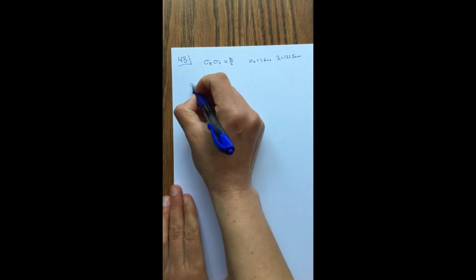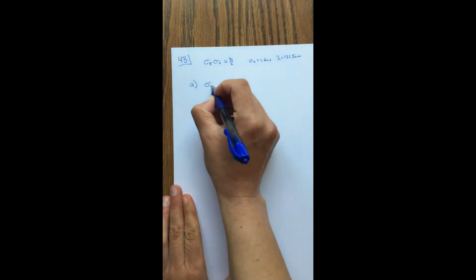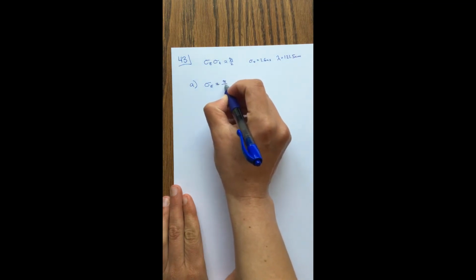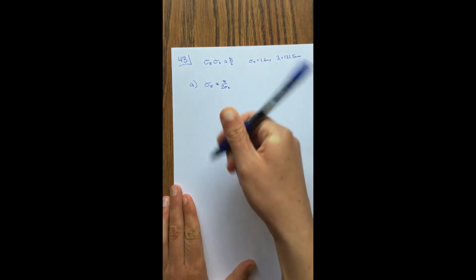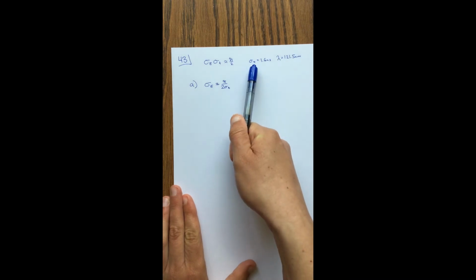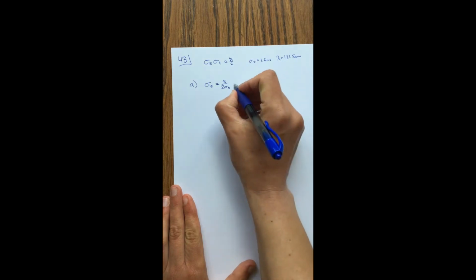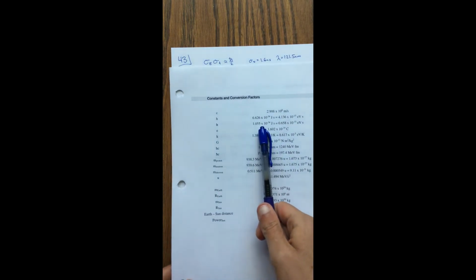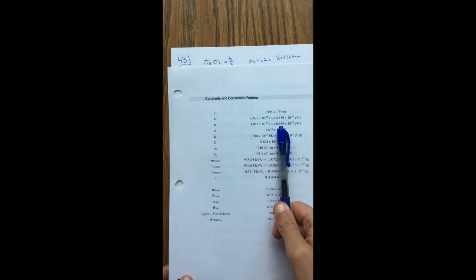So for part A, we have the uncertainty in energy is approximately equal to h bar over 2 times sigma t, and sigma t is 1.6 nanoseconds. So this is h bar. We can look up in the appendix in the back of the book, and we get 0.658 times 10 to the negative 15th electron volt seconds.